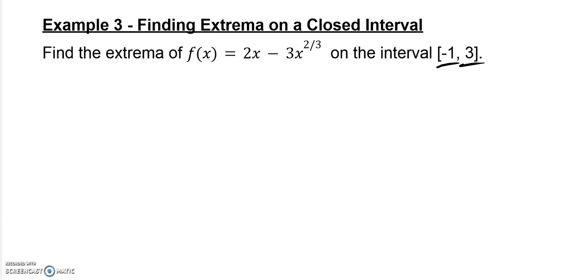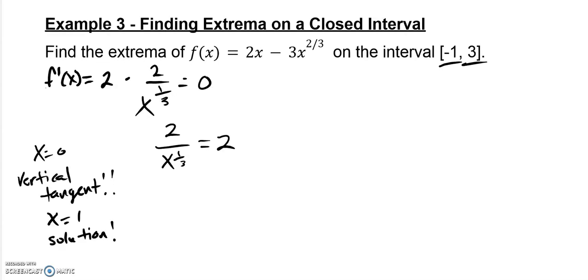So pause the video, try this one on your own, and then come back when you're finished to check how you did. When we go through and we find the derivative, set it equal to 0, you get something that looks like this. So you can stop here and interpret all that you need. First of all, there's a vertical tangent at x equals 0, okay? Because you can't plug 0 into the denominator. And then also, when you plug 1 in there, that's a solution. It makes it true.